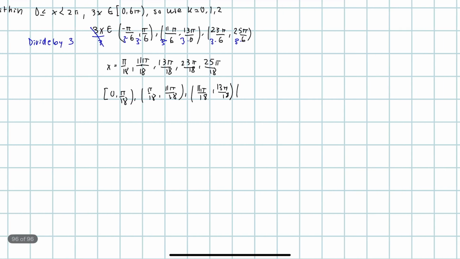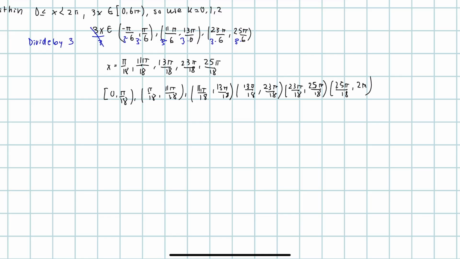We have 13 pi over 18, 23 pi over 18. We have 23 pi over 18 to 25 pi over 18. And then finally we have 25 pi over 18 to 2 pi.